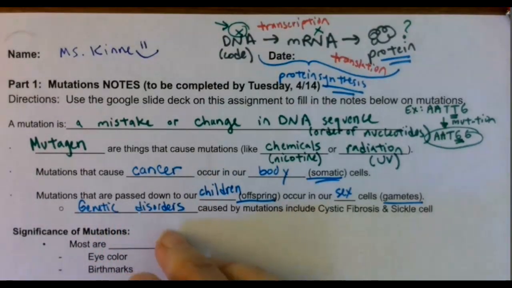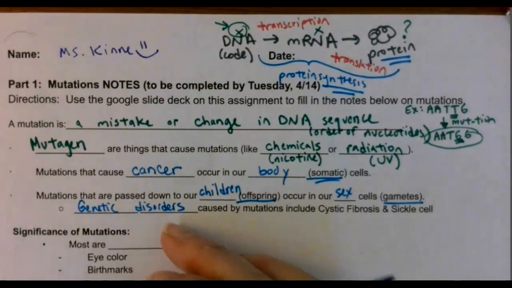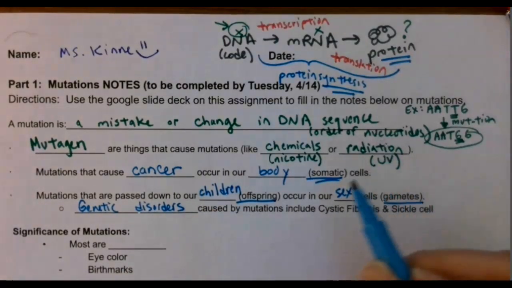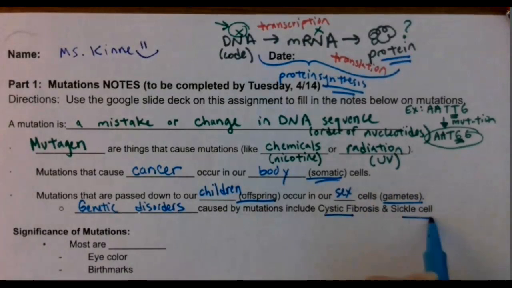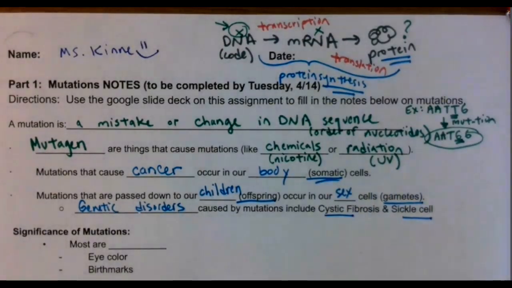A genetic disorder is a disease that you can have, but you can't pass to somebody like a cold or anything like that. Examples of genetic disorders are cystic fibrosis, sickle cell anemia, Down syndrome, things like that. So how significant are mutations? How much can they impact you?